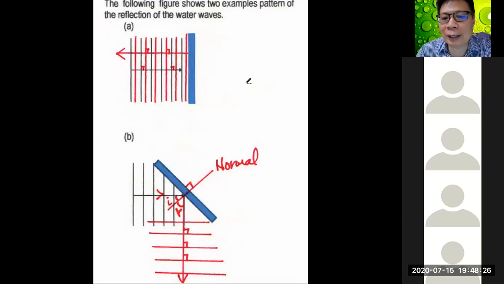By looking at the diagram, I want to ask you. During reflection, what has changed and what has not changed? This is important. I told you last week, right? During reflection, what will change and what will not change?